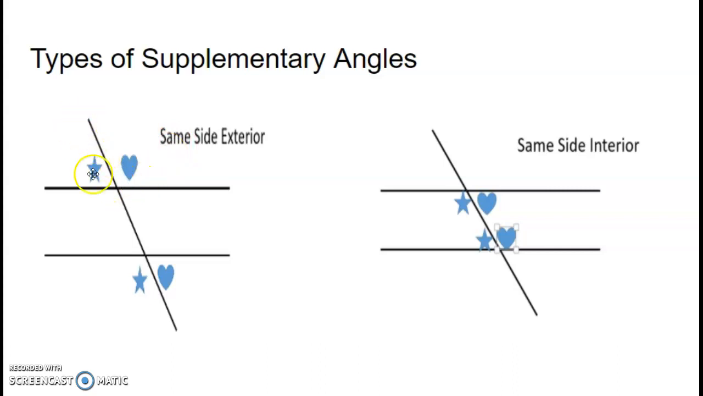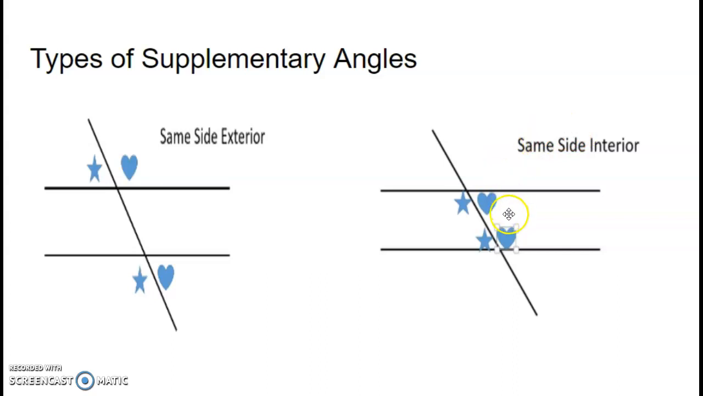Same side, so here's the transversal, cutting through these two parallel lines. These two hearts are on the same side of the transversal, on the outside of these parallel lines. They add up, the degrees of these two angles, add them together, they will add up to 180 degrees. And same with the stars.